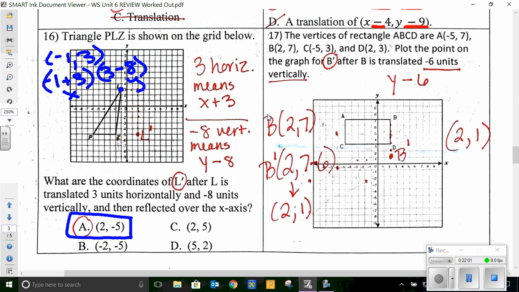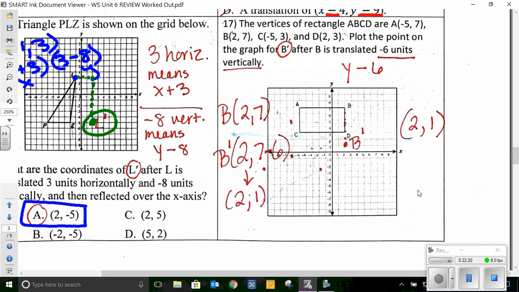Or I can just count. I can go over 3 to the right and 8 down, which is kind of how I did it right here. I went 3 to the right. I went 8 down. And then I got my L prime, and I counted what that point was. It was 2, negative 4. Or negative 5, excuse me.